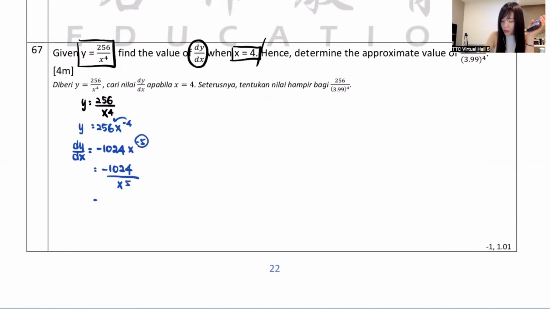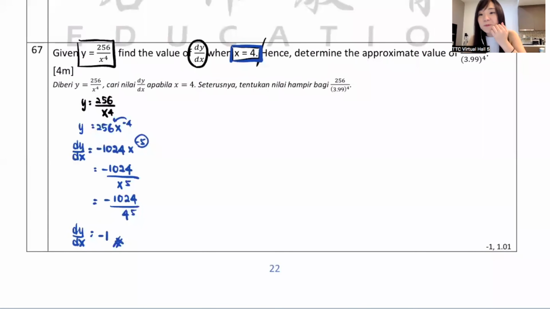So negative 1024, and the power, bring it down, becomes positive 5. Will you stop like that? No. I realize they purposely tell me x is 4, must be for a reason, for you to sub inside. So isn't it negative 1024 over 4 to the power 5? Negative 1024 divided by that. Do you guys get negative 1 for your dy/dx? Done. So far, I think you all understand it, okay?